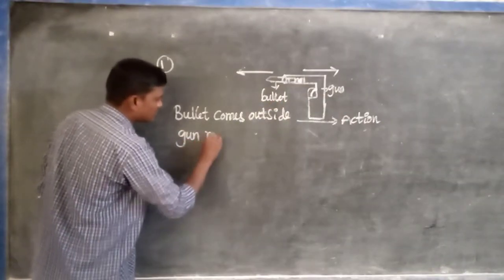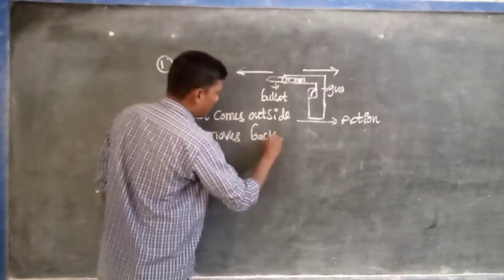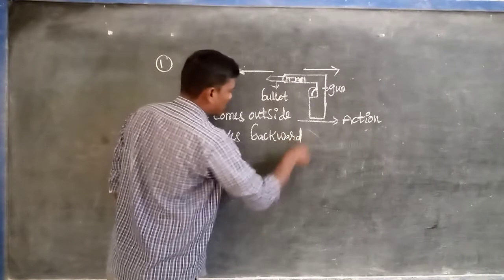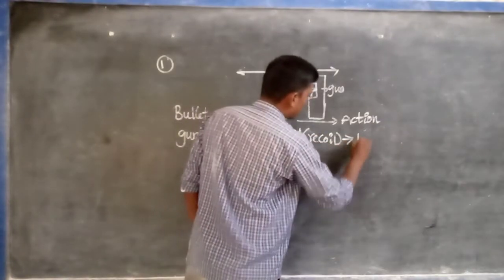Gun moves backward is nothing but recoil. It is called reaction.